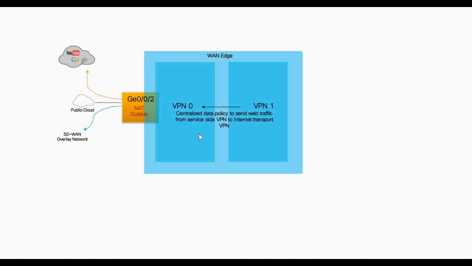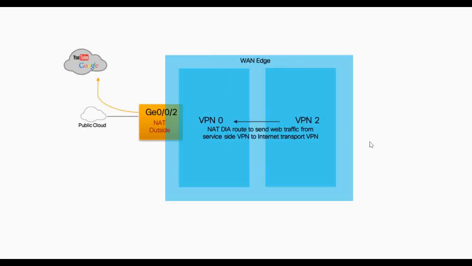So Cisco SD-WAN DIA configuration we can do using a centralized data policy to send web traffic from a service side VPN to the internet transport VPN. That is one method. Or we can configure a NAT DIA route on a service VPN itself to send the web traffic from a service side VPN to the internet transport VPN.